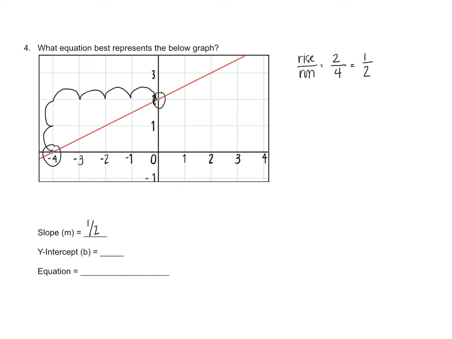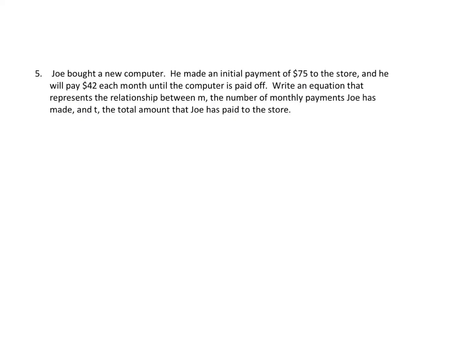Now we find our y-intercept. We see that our red line here crosses the y-axis at this point, which is at 0, 2, meaning our b value or y-intercept is positive 2. Now we're ready to write our equation, which will be y equals 1/2 times x plus 2.